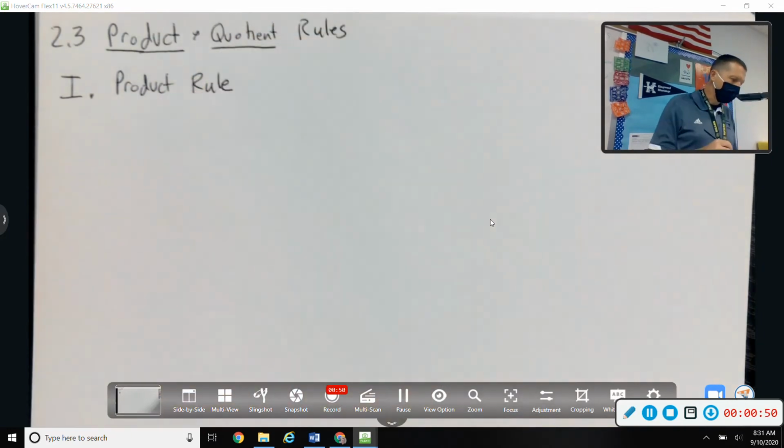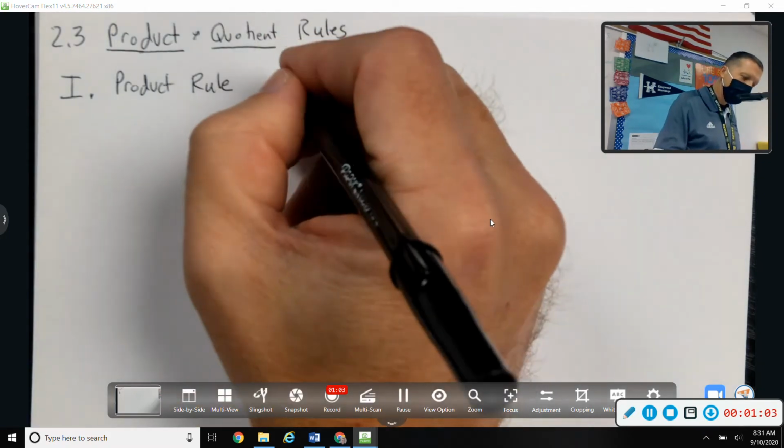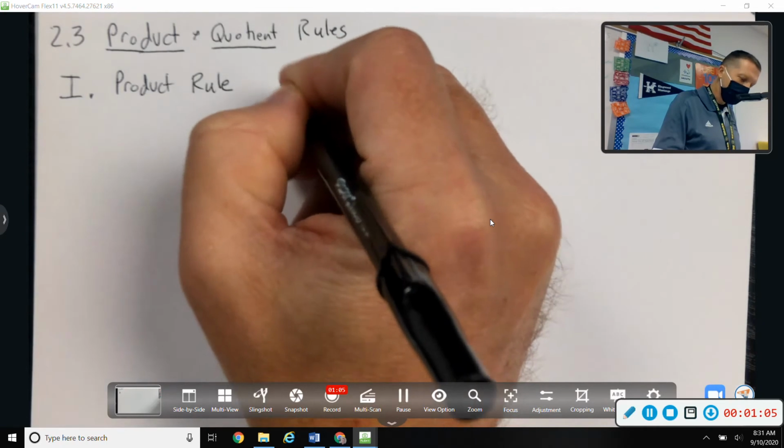All right, product rule. First thing I'm going to show you is what it's not. So I'm going to write this down and I'm going to put a big X through it. And so if you think it would be even more confusing to write it down, then don't even write this down, because I'm going to write the wrong thing first.